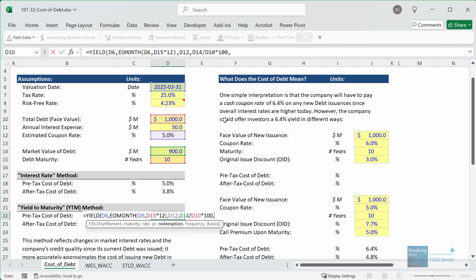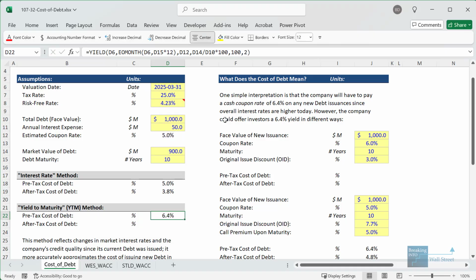And then the redemption is what the investors earn back upon maturity, also out of 100. In this simple example, I'll just say this is 100 so we don't complicate things too much. And for frequency, I'll just say 2 for semi-annual payments. And so the pre-tax cost of debt factoring in the market value is 6.4%. This is almost certainly because interest rates have gone up since the company originally issued this debt.